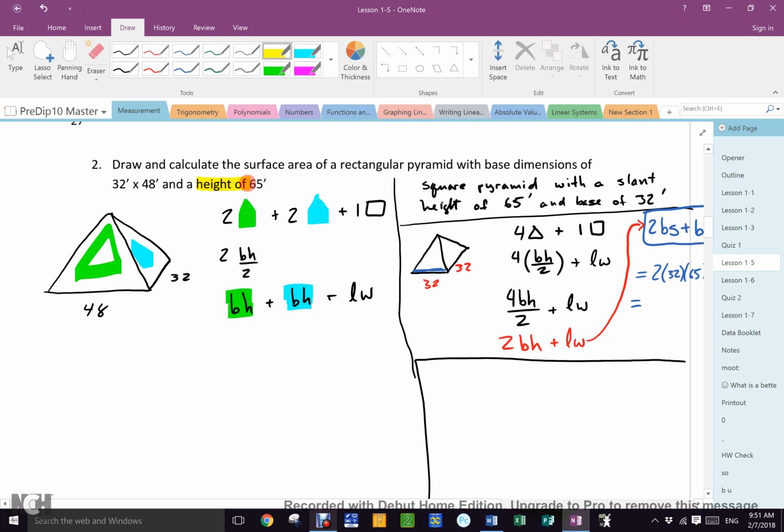Now, read this question. I was given a height of 65. Where in a pyramid is height measured from? From the top, where?